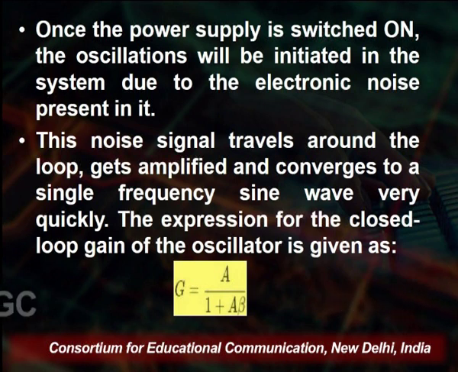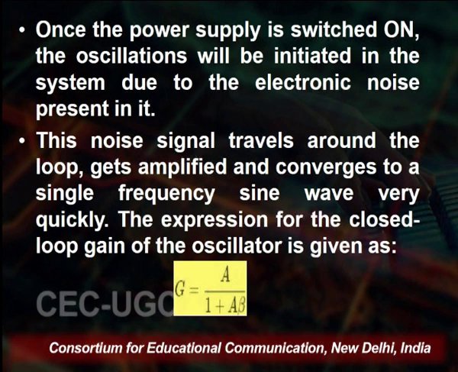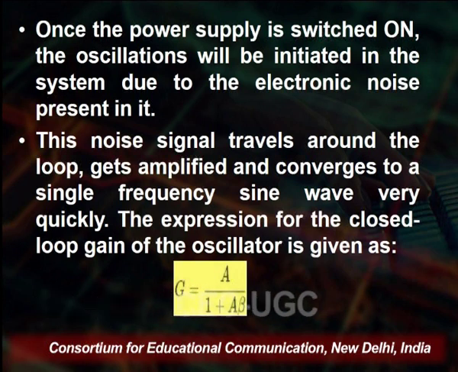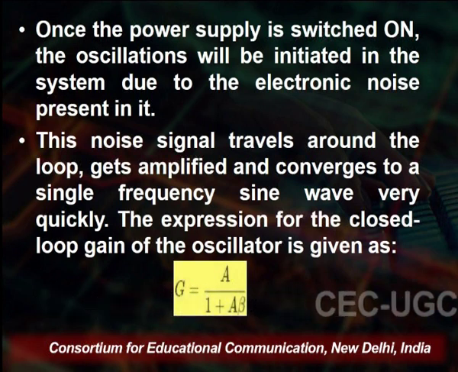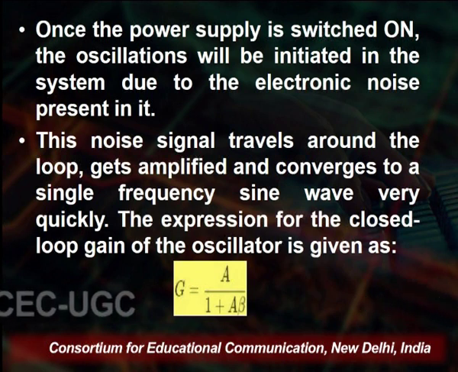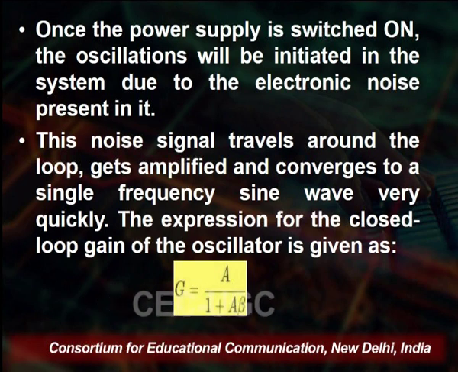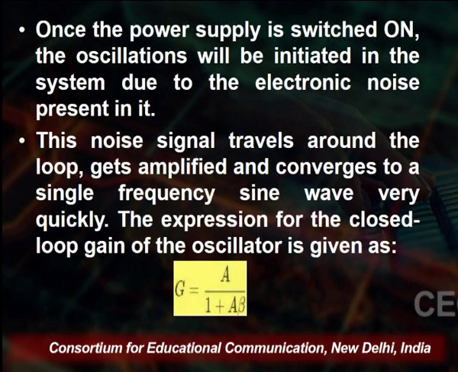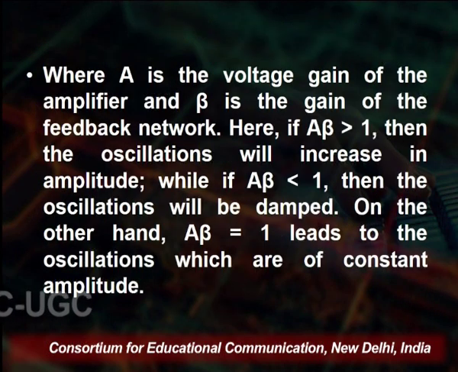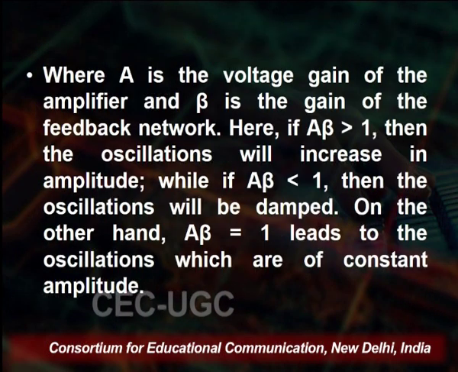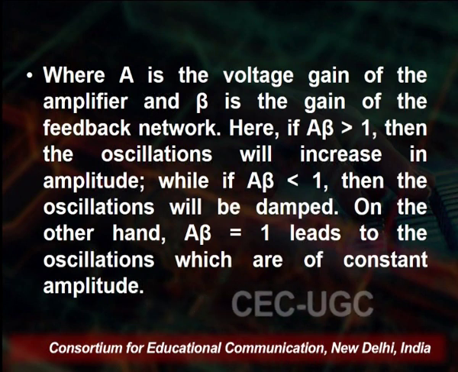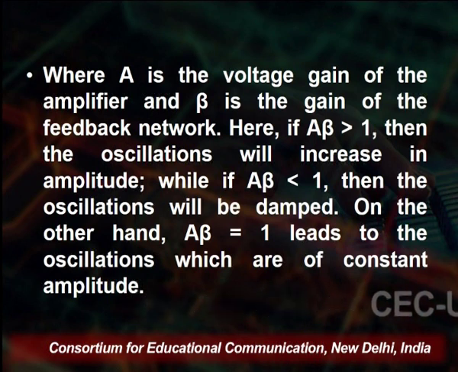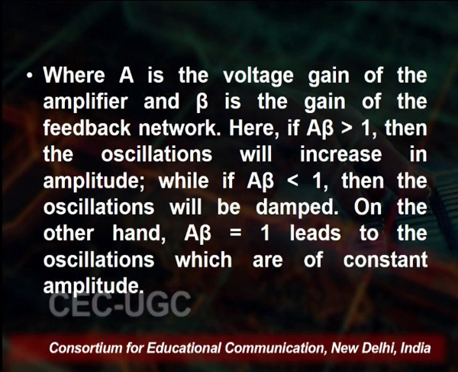So, the expression of the closed loop gain of the oscillator is G equal to A divided by 1 plus A beta. This is the gain which we get because of the travelling of the noise signal into the circuit. Now, what is A? A is the voltage gain of the amplifier, and beta is the gain of the feedback network.